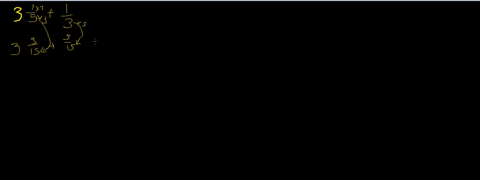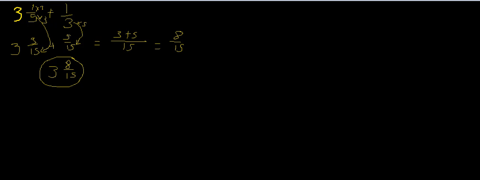So now I'm just going to add 3/15 and 5/15 to get us to 8/15. And I can't forget my 3 here. This is 3 plus 0. So the final answer is 3 and 8/15. 8/15 is simplified already. They do not have a common factor other than 1. So that one is finished.